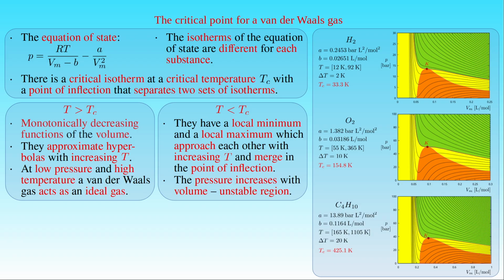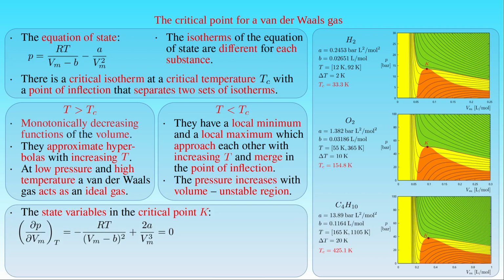If we substitute the expression for the pressure P of the van der Waals gas into its first order derivative with respect to the molar volume Vm at a constant temperature T, we obtain minus the gas constant R times the temperature T over the square of the difference between the molar volume Vm and the volume correction constant B, plus 2 times the pressure correction constant A over the cube of Vm. This expression must be 0 in the critical point K.